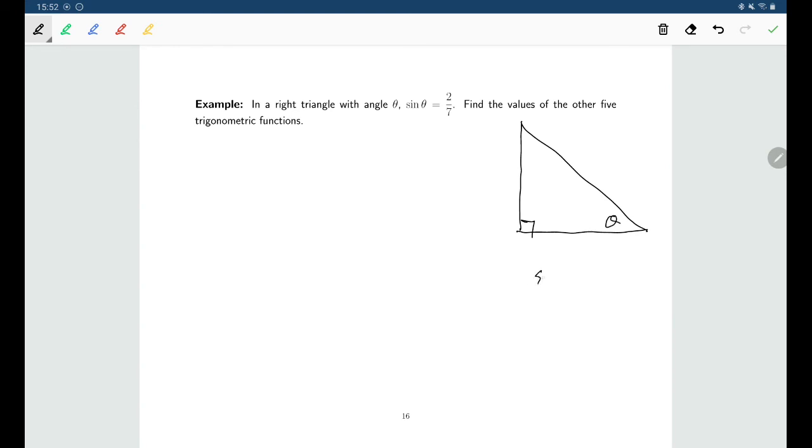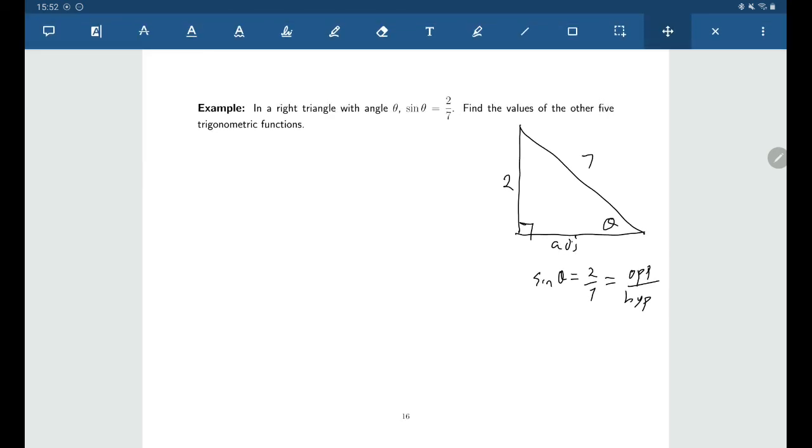And the other thing that I know is that sine of theta is 2/7. And I know that sine is opposite over hypotenuse. So that means for this triangle, the opposite side to theta should measure 2, and the hypotenuse should measure 7. So I will go and label my triangle with the two sides that I now know. The opposite side is 2, and the hypotenuse should measure 7, which means that there's only one side that I don't know, which is the adjacent side.